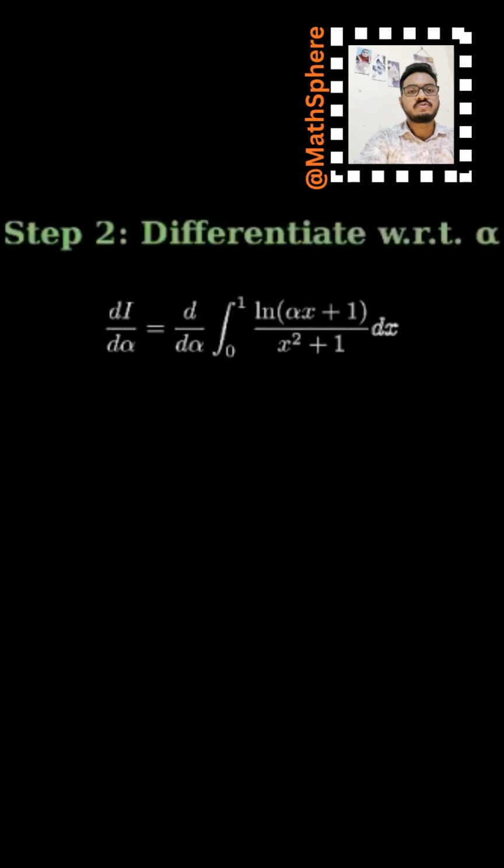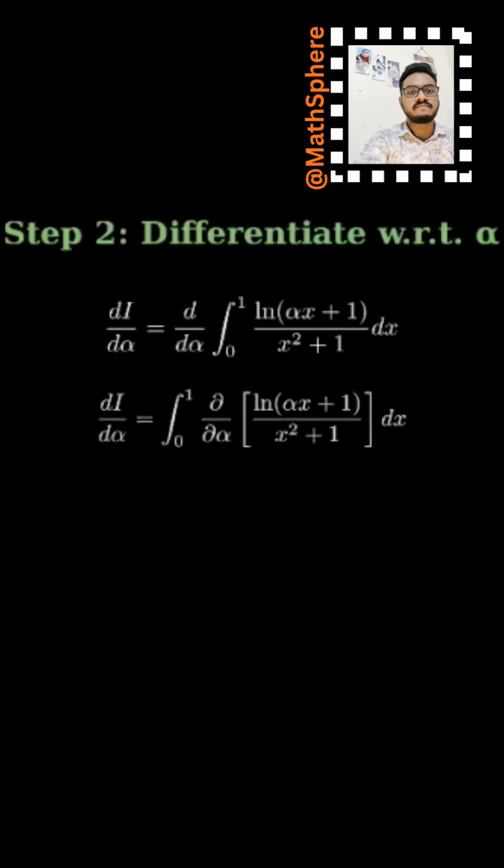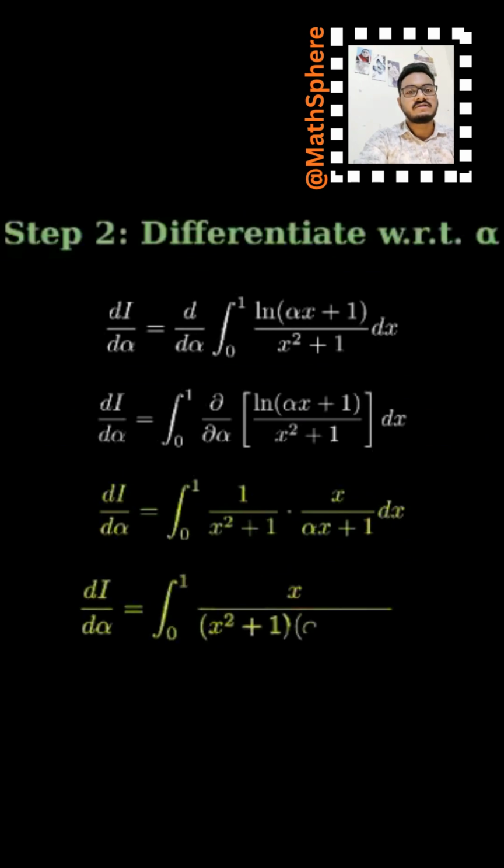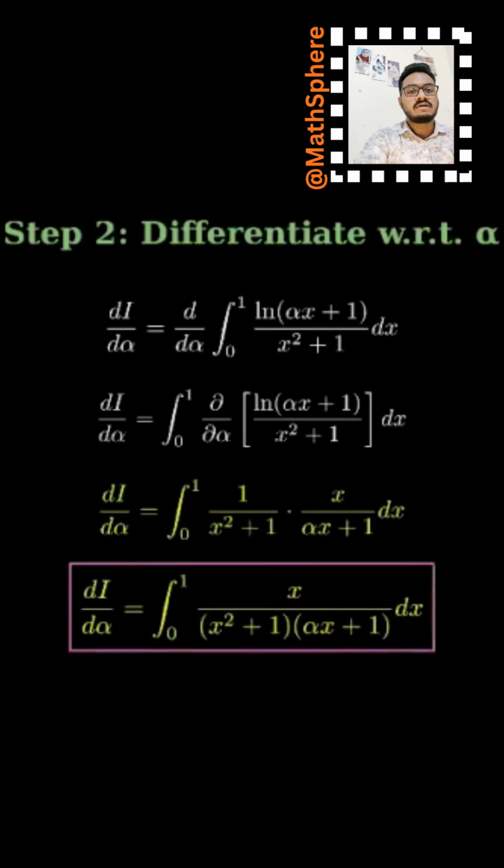Now the next step is to differentiate both sides with respect to alpha. So this is what we are going to get. Now using the Newton-Leibniz rule of differentiation under the integral sign, we take the partial derivative with respect to alpha, which you can see here. The partial derivative we get as 1 over (x square plus 1) times x over (alpha x plus 1), because x has been treated as constant here. Now we are left with this integral to solve.